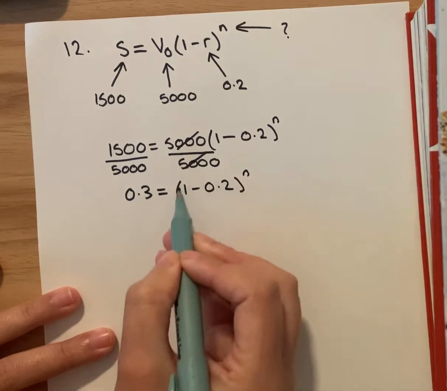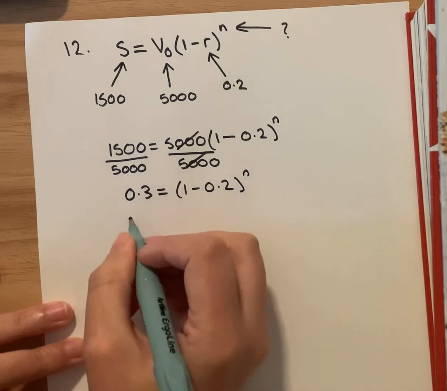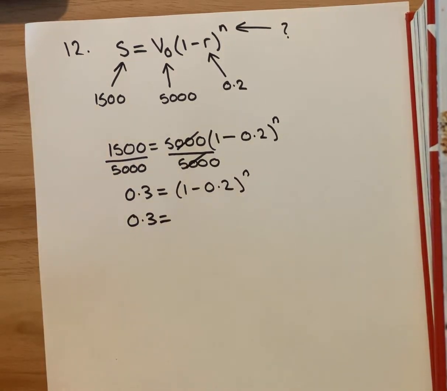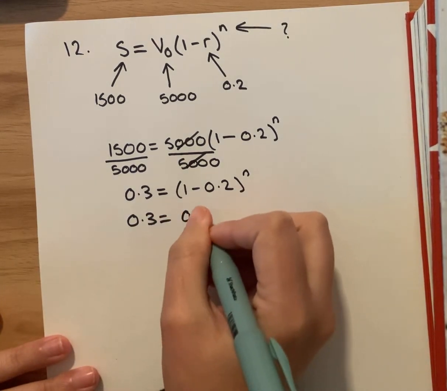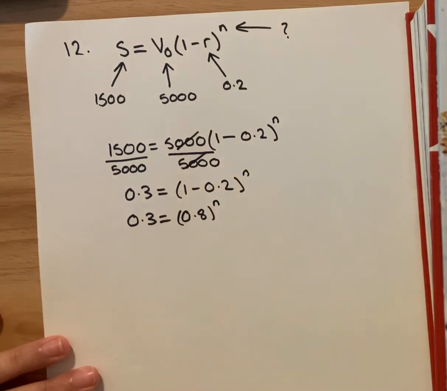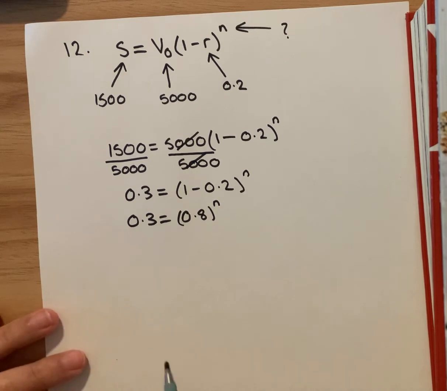Okay, so now we're left with (1 minus 0.2) to the power of n. We can do this because this is just two constants in here. We can do 1 minus 0.2. So let's do that. 1 minus 0.2 gives us 0.8. I don't know why I just did that on the calculator, but it's never a problem to do it on the calculator because, you never know, you might make a silly mistake.